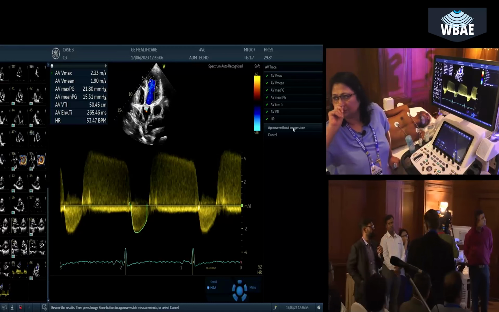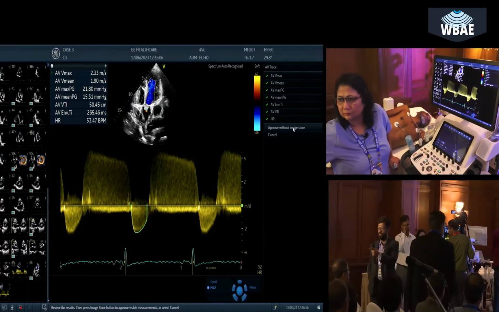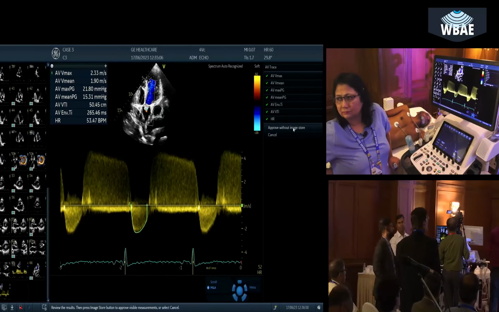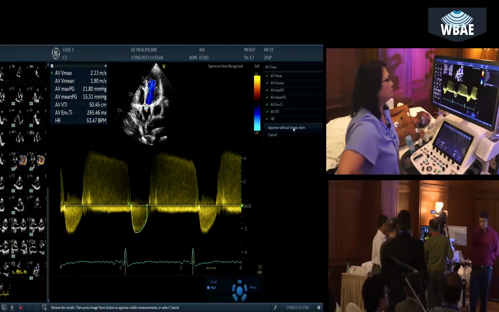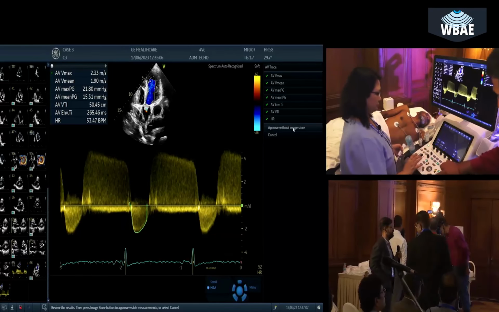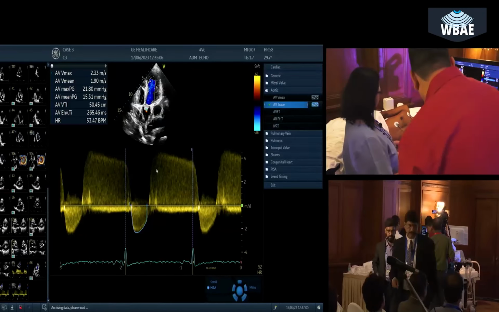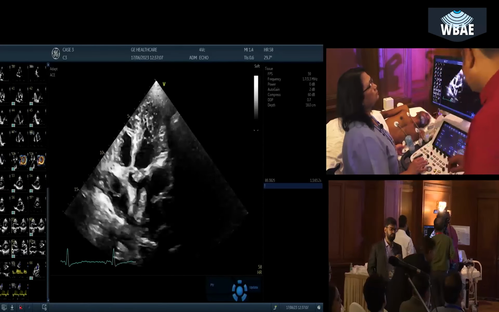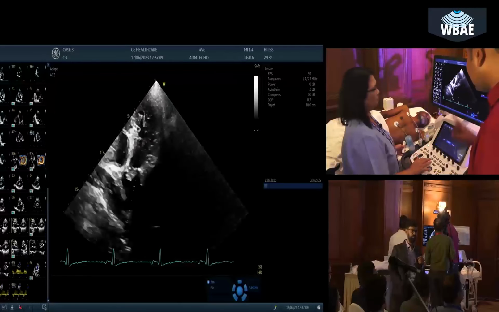So do we use the dimensionless index? This was the question somebody mentioned. Do we do dimensionless? So LVOT VTI divided by aortic valve VTI. It is also used for native valve.